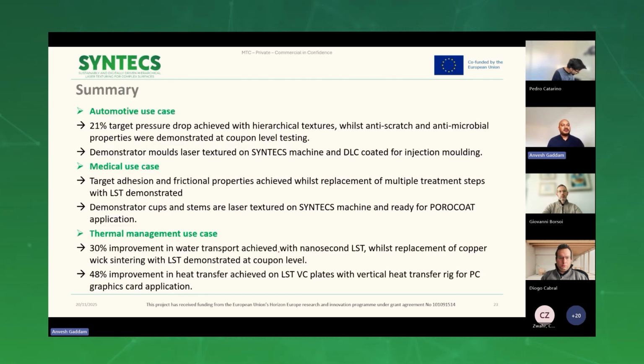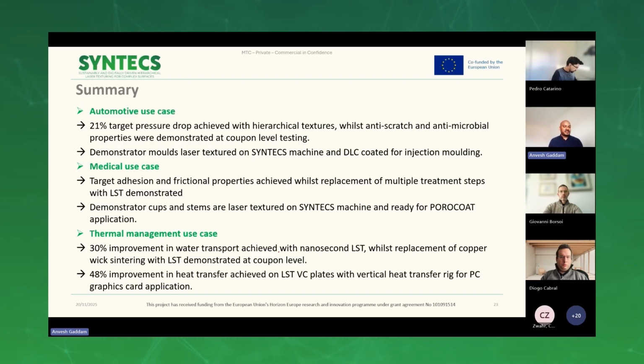So in summary, in the automotive use case, we have achieved the 20% target pressure drop with the hierarchical textures. We also demonstrated anti-scratch and antimicrobial properties at the coupon level, and the demonstrator molds are prepared with the SYNTECS machine and ready for injection molding. In the medical use case, the target adhesion and frictional properties were achieved. Replacement of multiple treatment steps was also demonstrated, and finally the demonstrated cups and stems are laser textured on the SYNTECS machine, and they are ready for porous coat application as a final step.